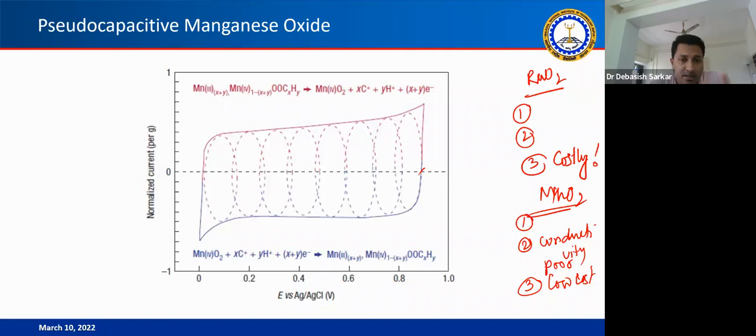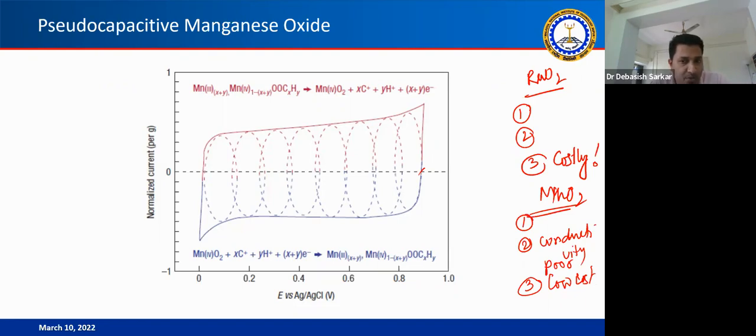But the response is the same, the rectangular CV curve, but the process is different. Here the manganese oxide stores charge through successive redox reactions, which are represented by these ellipses, within this whole potential window. So these are successive redox reactions happening within this whole potential window, and as a whole we are having this square shaped, almost rectangular shaped CV loop for manganese oxide.